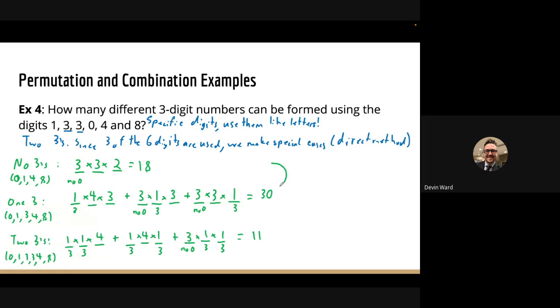Then what I do is I add up all the ways that they can be arranged. Okay, so I have 18 plus 30 plus 11, which gets me 59 numbers. Okay, so there's 59 different 3-digit numbers that can be formed using these specific digits.